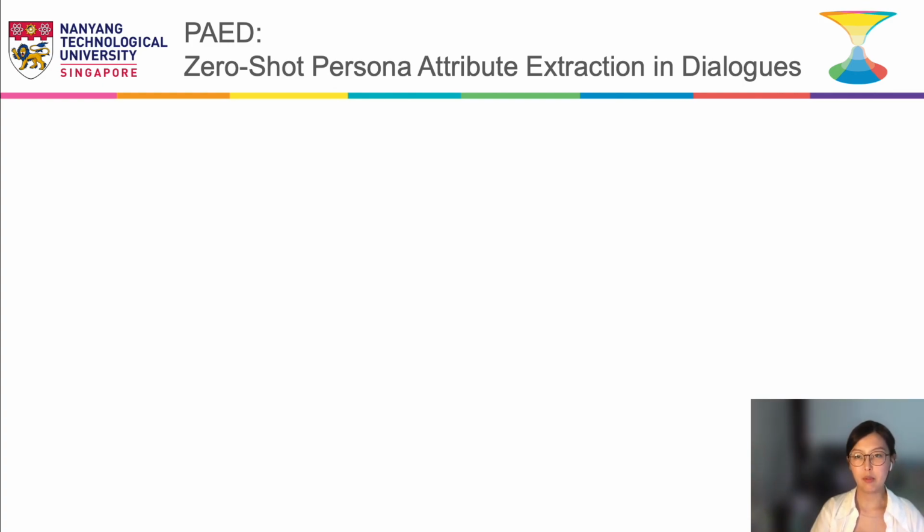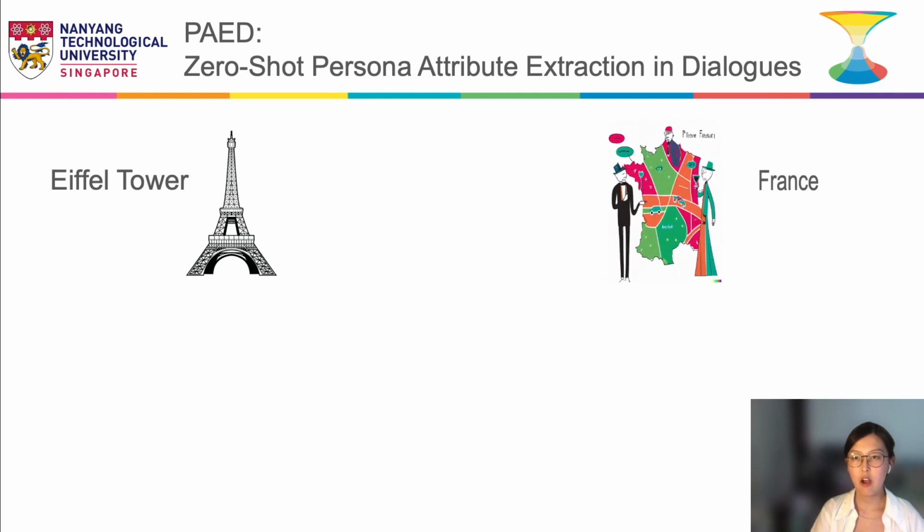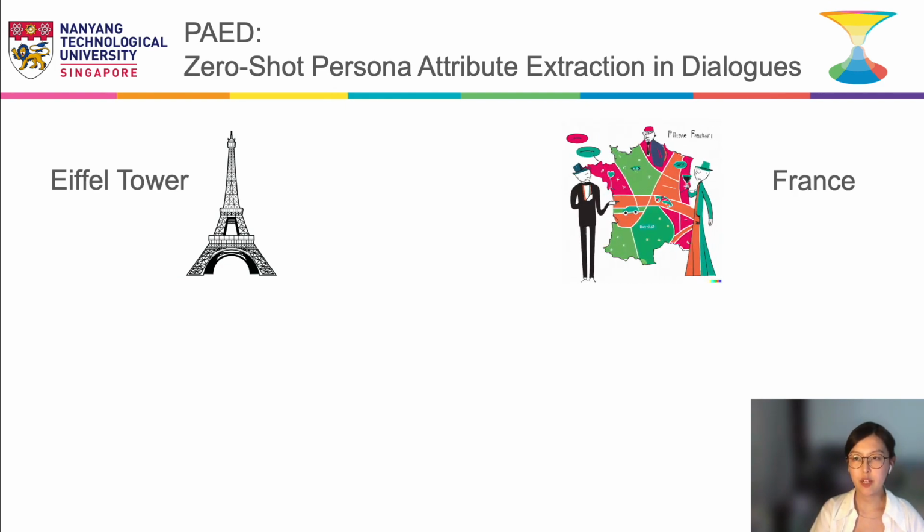Here's an example. At first glance, persona attribute extraction is quite similar to RTE task. Given a sentence from a document, Eiffel Tower is located in France, RTE is to extract the Eiffel Tower as the subject, France as the object, and located in as the relation. We do the same thing in PAD task.